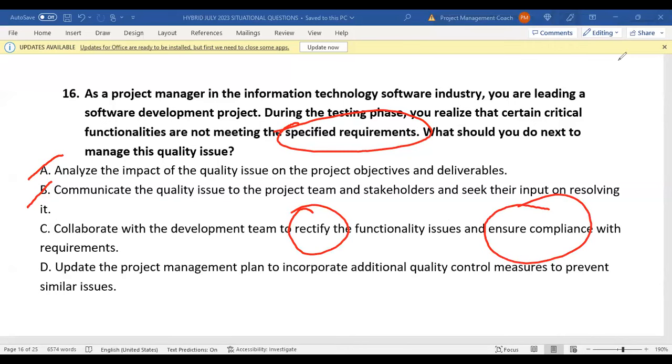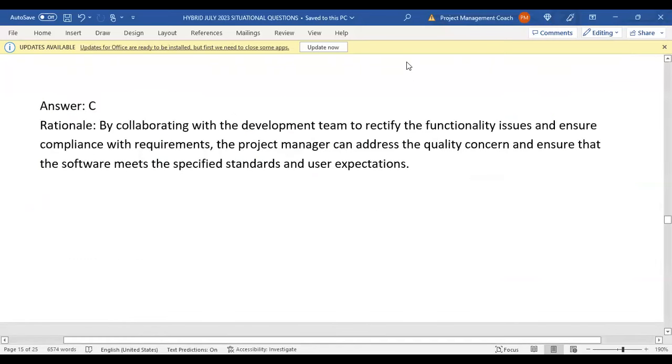Update the project management plan to incorporate additional quality control measures to prevent similar issues. While that's not a bad thing to do, it's not the thing you should do next. So you want to sort out the issue, which is option C, and then you could do the other stuff stated. Whenever you see these options on the exam, you've got to remember that it's asking you what you should do first. What is the best thing to do right now? That is how you need to tackle them in your head.